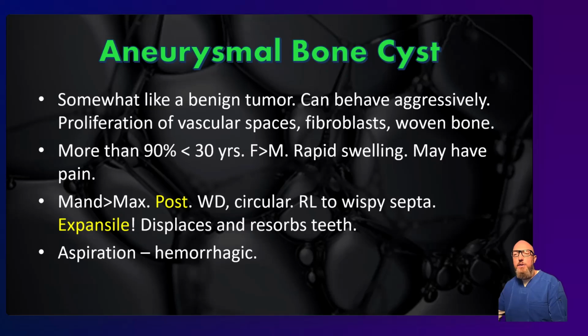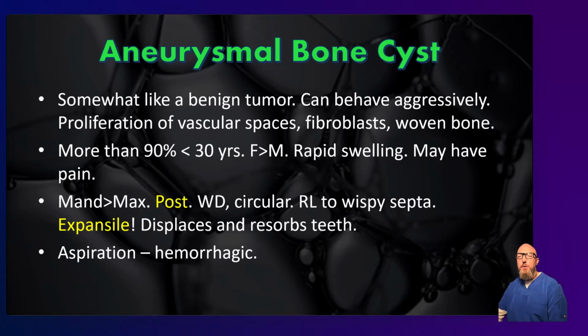If we did the histology of this, looked at it under a microscope, you'd see all of these fairly large blood-filled vascular spaces. Over 90% are going to be under 30, so that's somewhat similar to the age group as CGCG. Rapid swelling, sometimes pain in this case, so maybe a little bit different than most benign tumors and cysts. But unlike CGCG and like other typical tumors or cysts, this occurs more in the posterior, somewhat more in the mandible. Well-defined wispy septa, so in a lot of regards it can look just like a CGCG. That's why I kind of pair those two in my differential diagnoses.